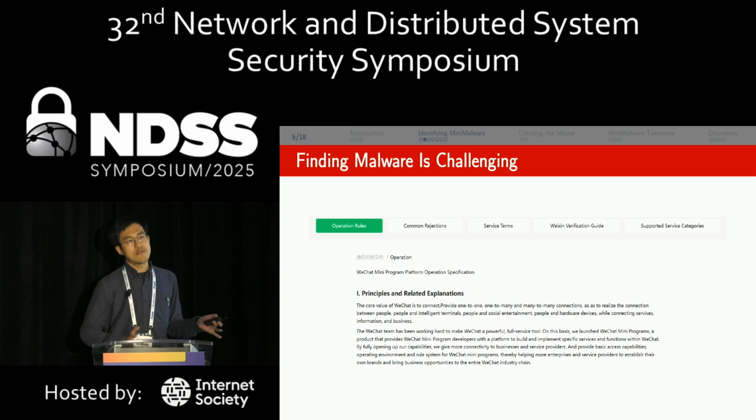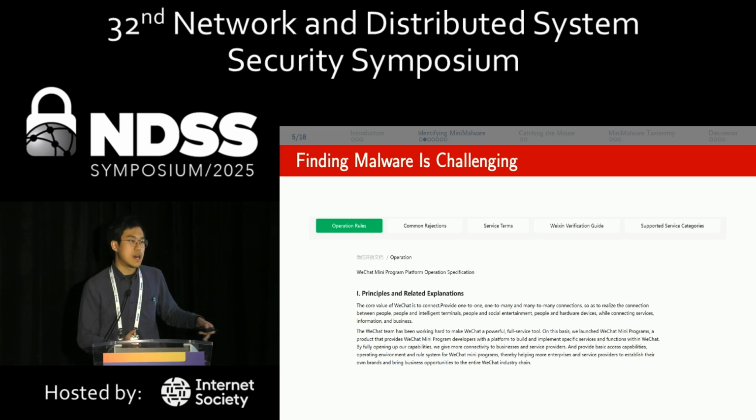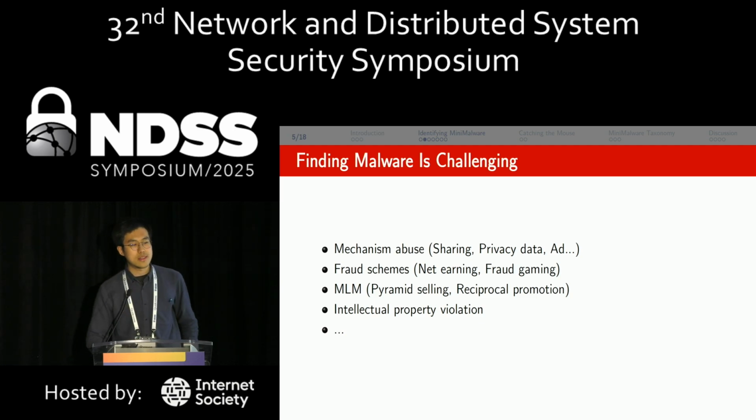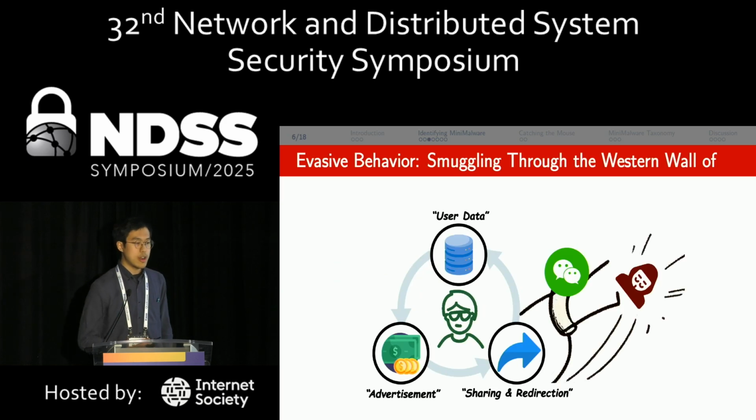Finding the malware is still very challenging. All of the platforms have rules saying what can be done and what cannot be done, but the definitions are vague, and there are so many different types of new malicious behavior. For example, mechanism abuse, like abusing sharing and data, fraud schemes and pyramid selling, intellectual property stealing, anything like that. So we cannot just do a one-on-one categorization. We want to have a seed dataset to deal with the malware in general.